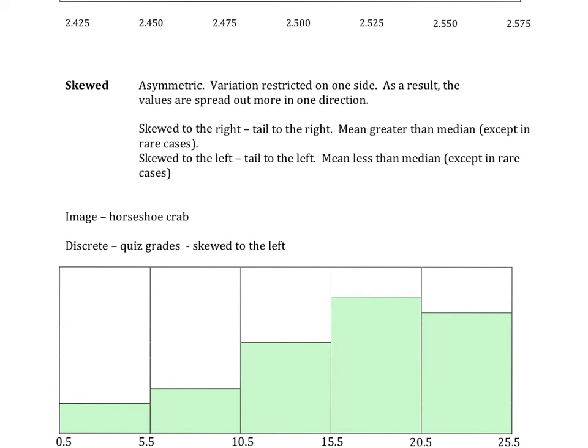and there'll be less and less data as you move away from that restricted side, whether it's the right or the left. So if we're skewed to the right, and our tail is to the right, most of the data is collected on the left. In that case, the mean would be drawn forward or drawn greater, so the mean is greater than the median, except in rare cases. If it's skewed to the left, the tail is to the left, and the mean will be drawn to the lower end, so the mean would be less than the median, except in rare cases.